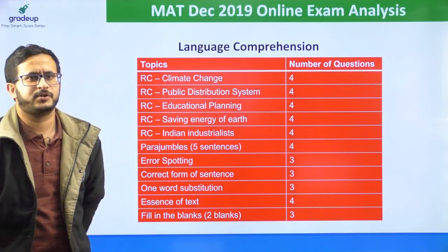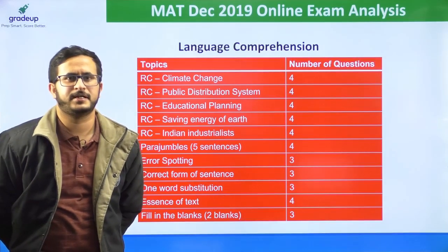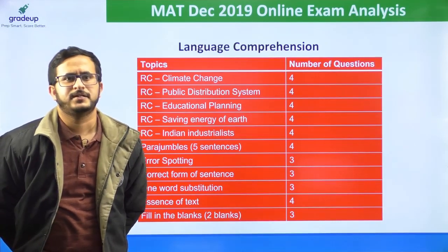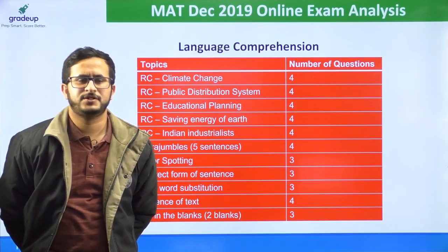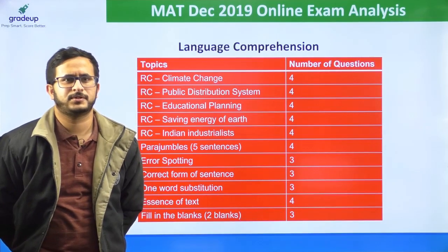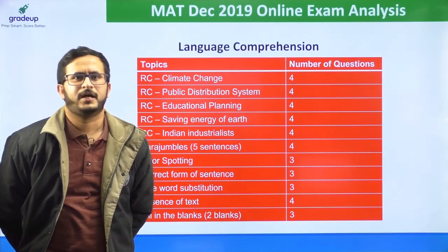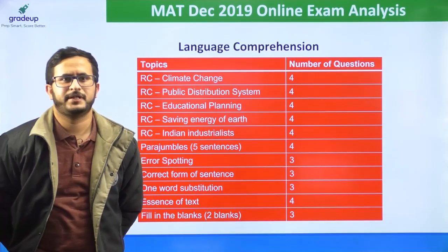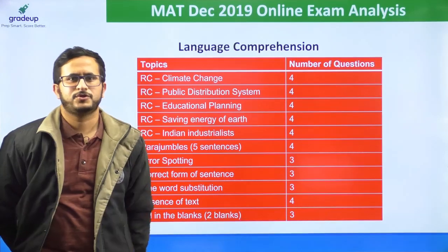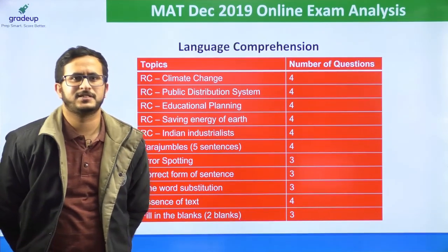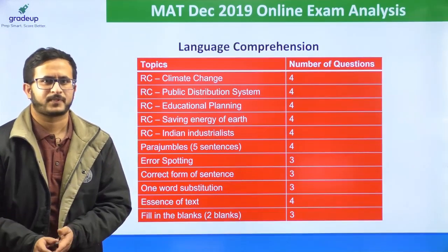It is limited to urban areas, but not effective in rural areas. Then there was a passage on educational planning. There was a passage on saving energy of the earth. It talked about reducing the use of plastic. And there was one more passage which was on Indian industrialists. So all these passages constituted 20 questions, which is half of the section.